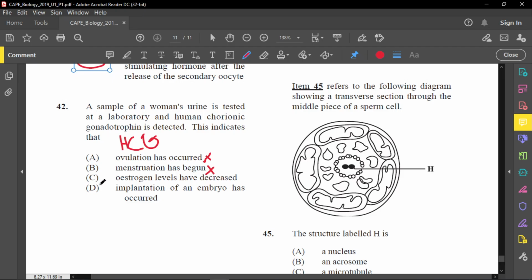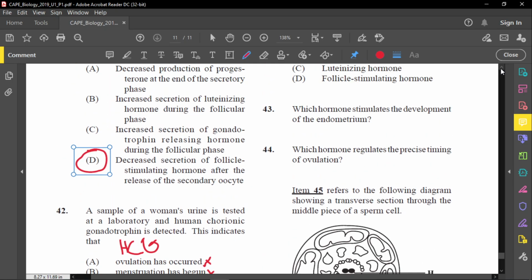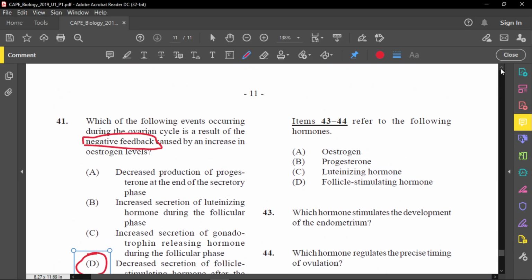So definitely implantation of the embryo has occurred. That means once the embryo is implanted, you're sure that you're pregnant, because a fertilized egg has been implanted, and it's an embryo. Embryo means that the zygote was formed, and after the zygote formed, it started developing into an embryo. So now we show that pregnancy has taken place.